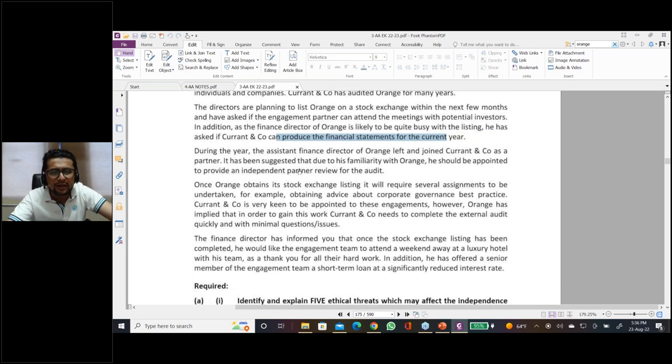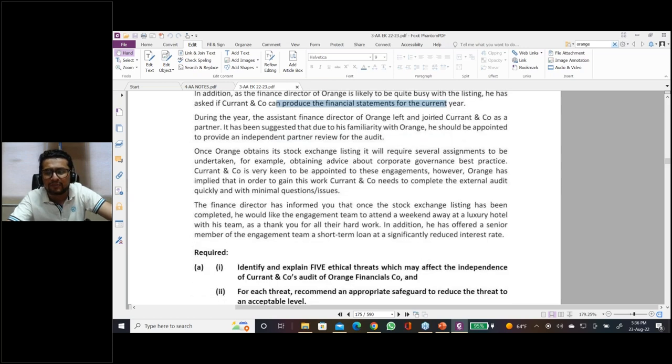During the year, the assistant finance director of Orange Company left and joined the audit firm as a partner. It has been suggested that due to his familiarity with the client, he should be appointed to provide an independent partner review for the audit. That would create a self-review threat because he might be evaluating the financial statements he prepared as an assistant finance director. Safeguard: he should not be working as an independent partner because the area of work would be the same.